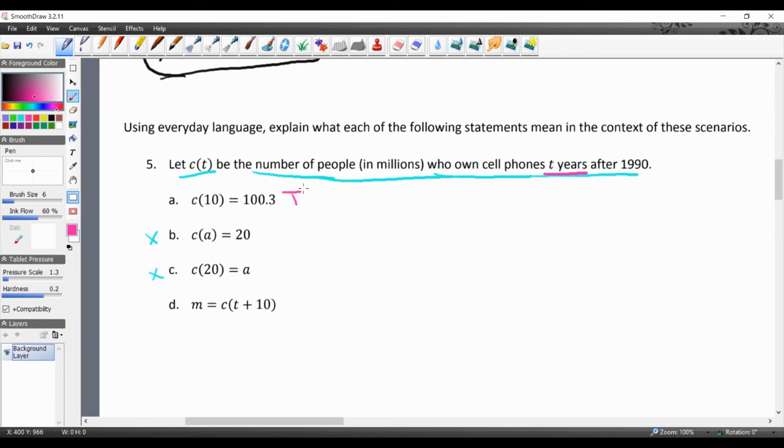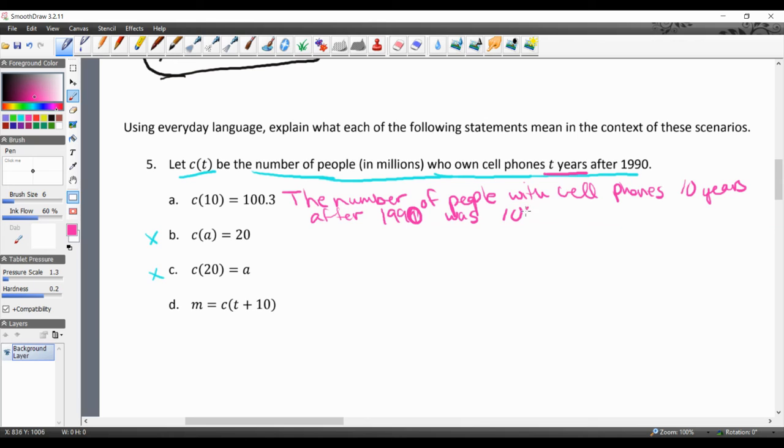So I'm going to say that this is the number of people with cell phones 10 years after 1990 was 100.3 million.